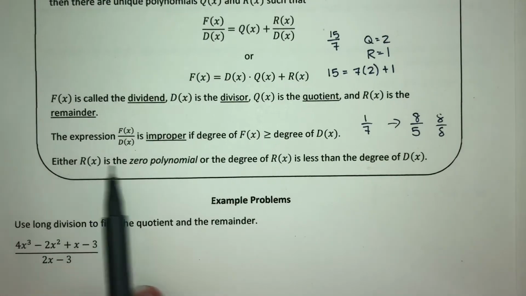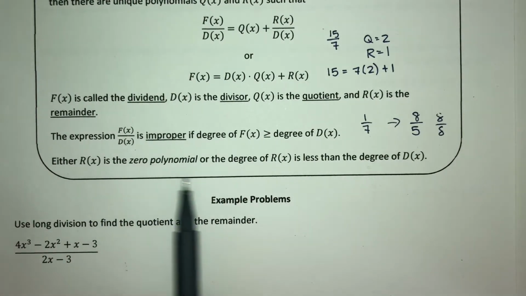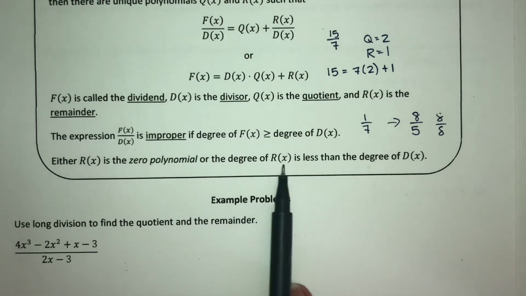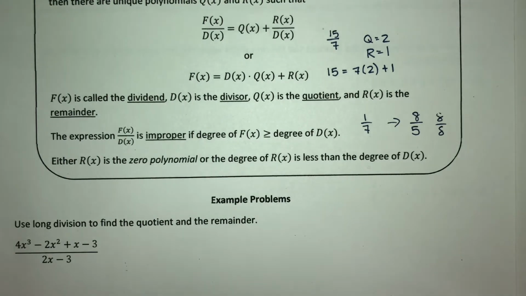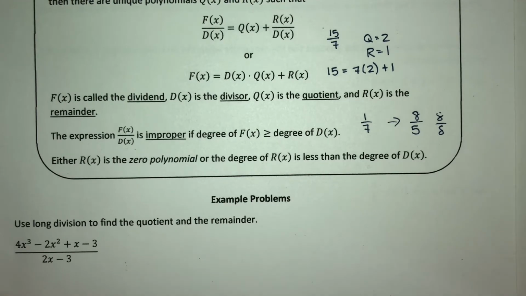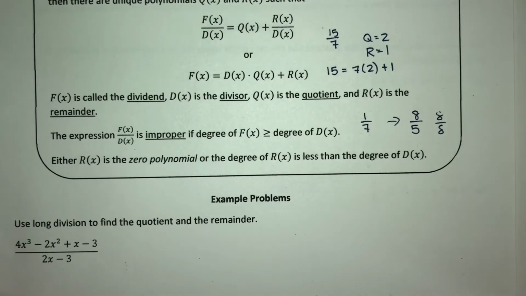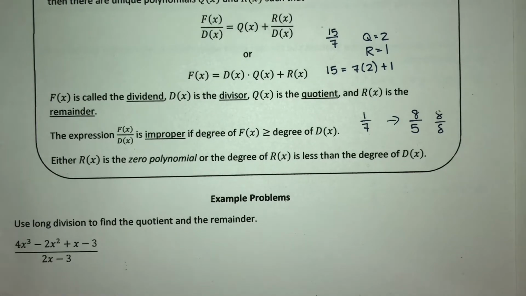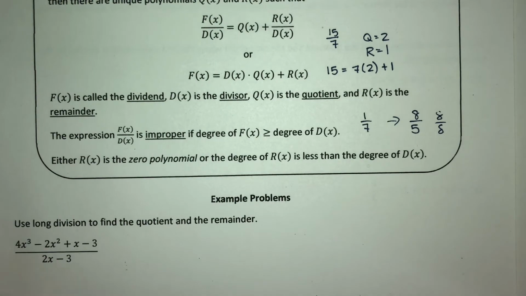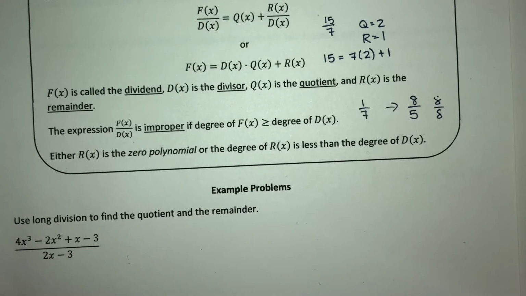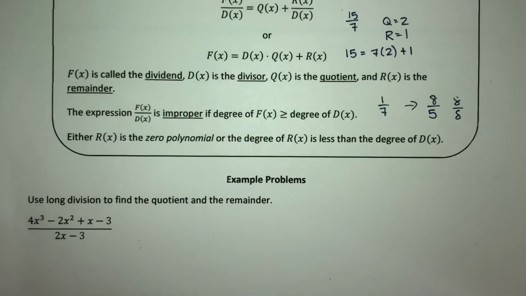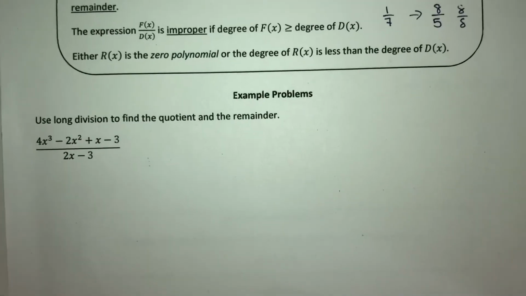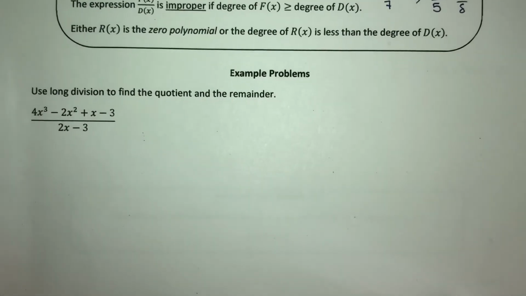Now, either your remainder is 0 or the degree of the remainder is smaller than the degree that you're dividing by. It's just your remainder should always have a degree smaller than what you're dividing by. We're going to work some examples. Should be very clear. Okay, so let's remind you how to do long division with polynomials.